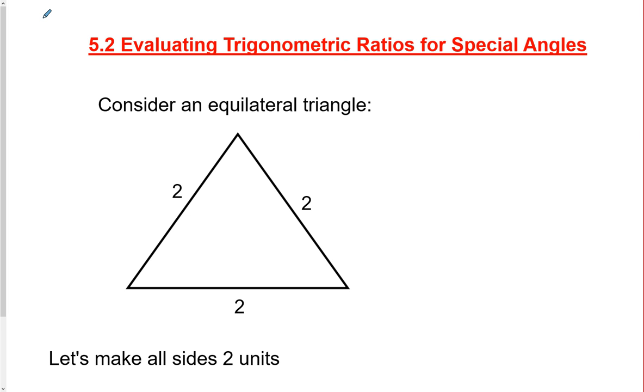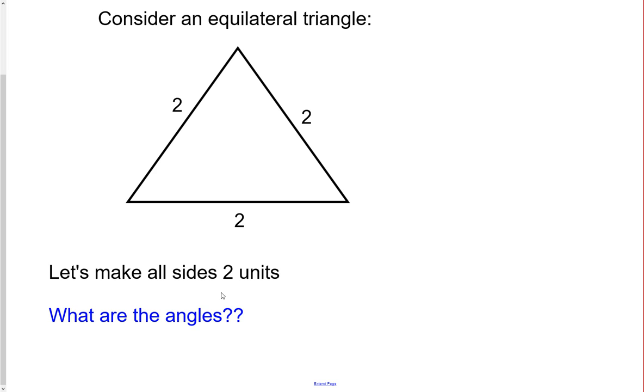So I made a triangle, and it's an equilateral triangle. That means it's the same amount on all sides. So I decided to just make it 2 on all sides, because I can choose whatever I want. As long as it's the same on each side, then it's equilateral. So we'll make all sides 2.